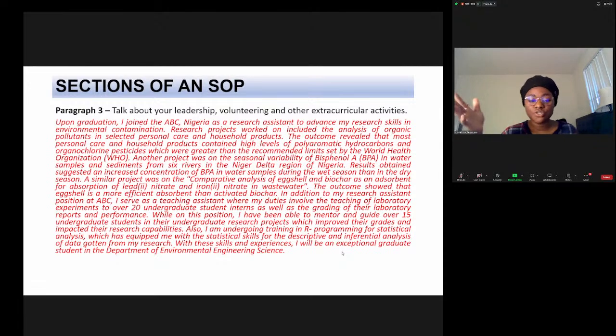Now, upon graduation, what did I do next? I started working in a research lab, and it also focused on environmental contamination. Environmental in each paragraph. And the person went ahead to talk about the research projects he has worked on, and he also explained what the outcome of the project was. I think the person listed about 3 projects here.